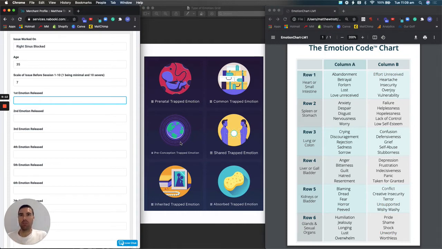The next one we have is inherited. So inherited is either inherited from your mother or your father. It's only from your birth parents.